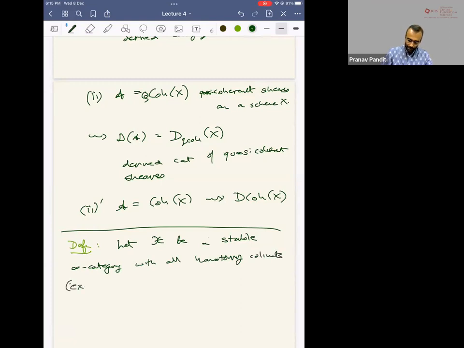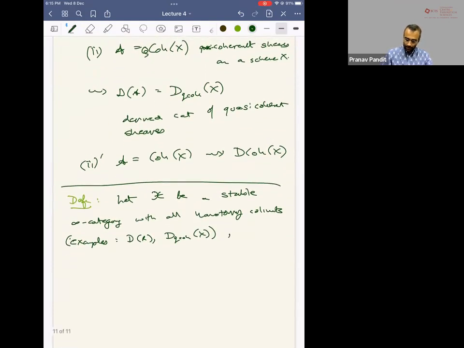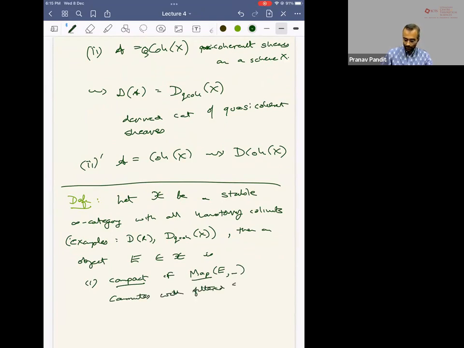So what you need to know is that examples of these are the ones I gave above. So examples: D of R, D of Q co of X. Then an object E in X is compact if Hom, or maps from E to blank, commutes with filtered colimits. So this says that E is small in some sense.